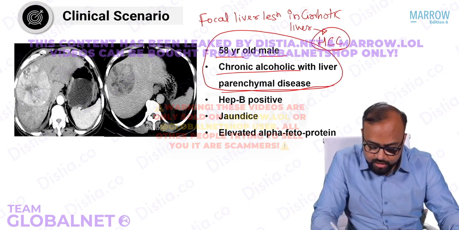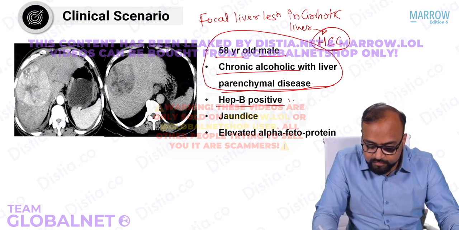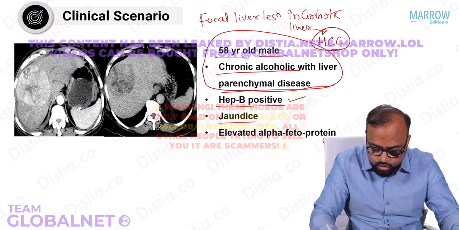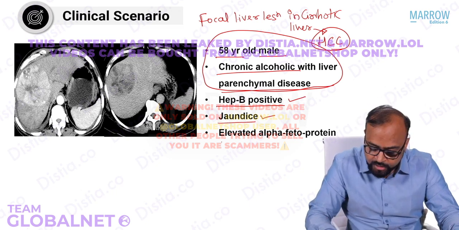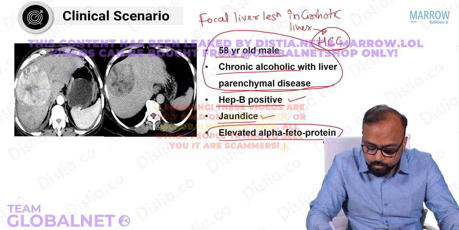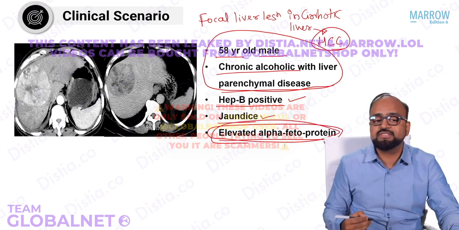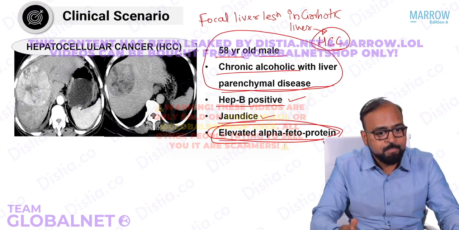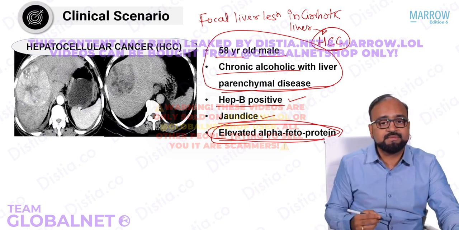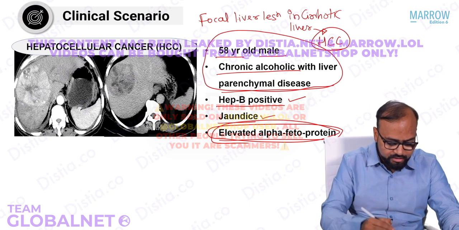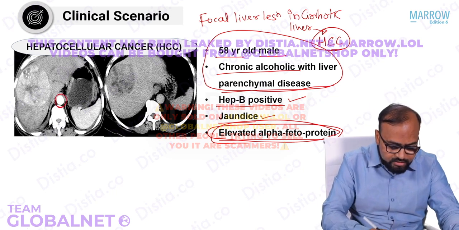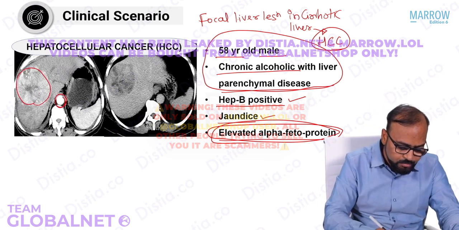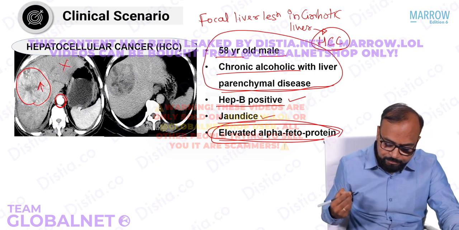Are there any clues here? Patient is hepatitis B positive, that is a predisposing factor. Patient has jaundice, altered liver function test, elevated alpha fetoprotein, which is a tumor marker for HCC. So this is hepatocellular cancer. We discussed it is supplied by the hepatic artery, so on arterial phase, it is showing enhancement. It appears bright as compared to the liver.